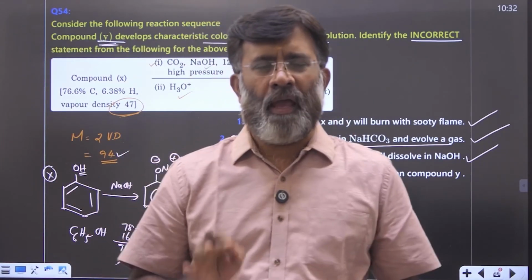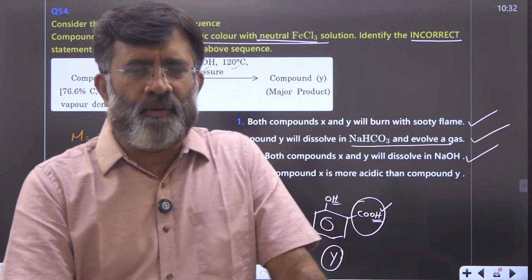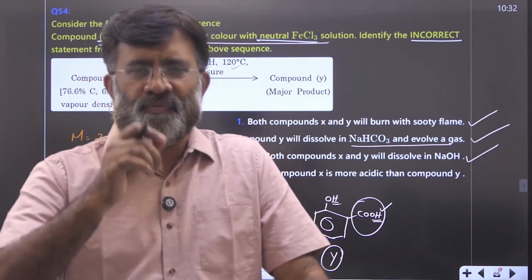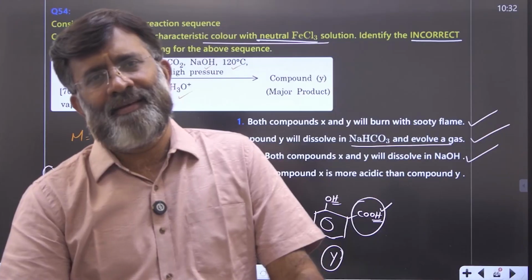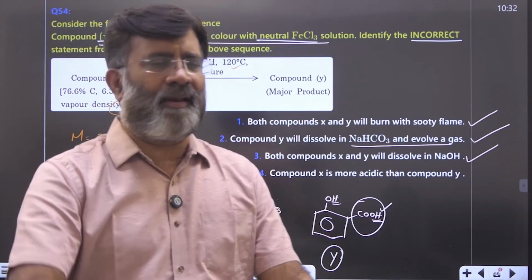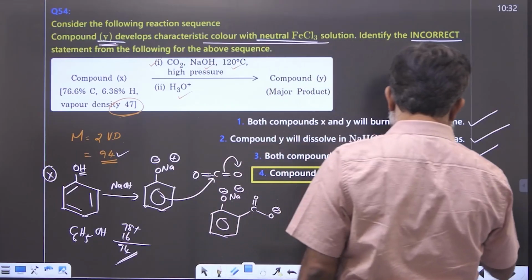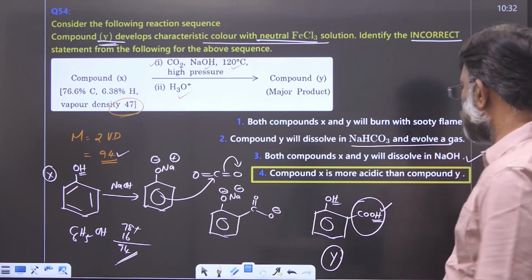Both the phenol and the carboxyl group can dissolve in NaOH. They are sufficiently acidic to give a neutralization in NaOH, and the correct answer should be the fourth choice. Let us verify. The correct answer should be the fourth choice.